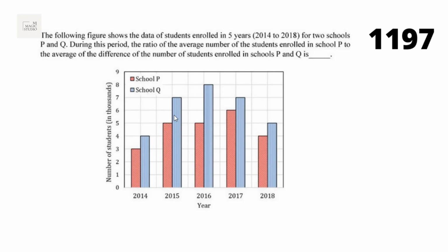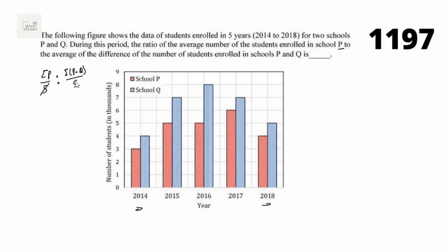Okay, again a bar diagram. The following figure shows the data of students enrolled in 5 years from 2014 to 2018 for two schools P and Q. During this period, the ratio of the average number of students enrolled in school P, okay, we are looking for summation of P by 5, to the average of the difference of the number of students enrolled in P and Q. That means we need summation of (P minus Q) by 5. This ratio we are looking for.